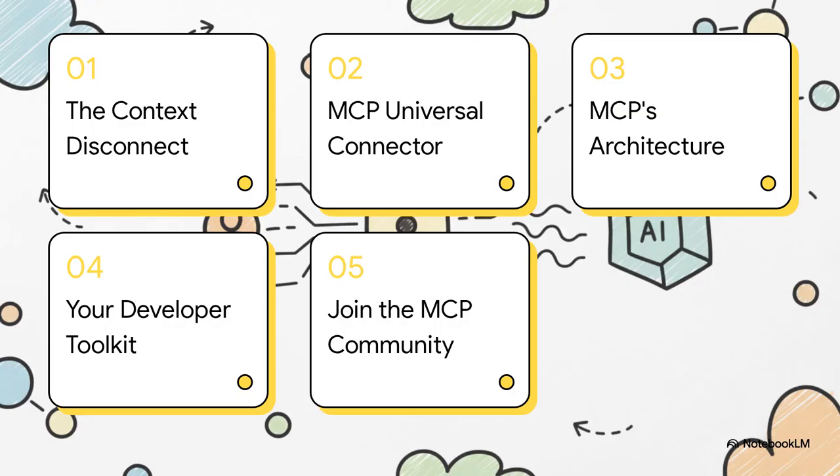So here's our game plan. First, we're going to talk about this context disconnect. Then we'll see how MCP steps in as a kind of universal connector. After that, we'll peek under the hood at the architecture, check out the toolkit for all you developers out there, and finally, we'll see how you can get involved in the community.